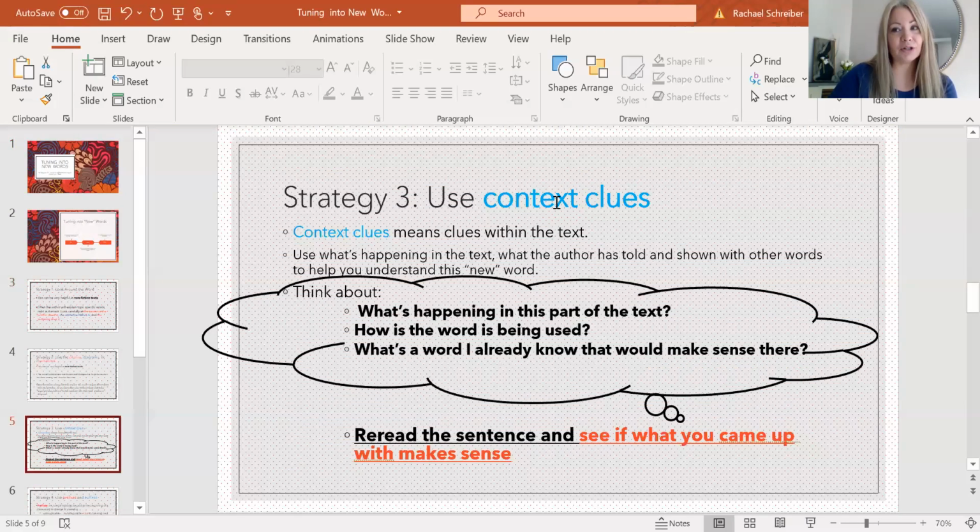Use those context clues. Think in your head, what's happening in this part of the story? How is the word being used? What's a word that I already know that could take the place of this word, or a group of words, a phrase that could take the place of this word and still make sense? And then reread the sentence with the word that you chose and see if it still makes sense.